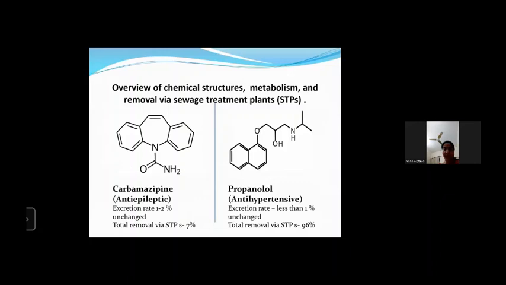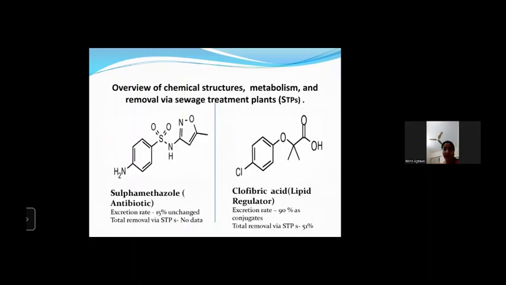We can see the same data here. The excretion rate is not 100%. I mean, it is not completely degraded in the human body. So they are going in the form of metabolites, metabolic byproducts, into the environmental system. So the total removal, in the case of carbamazepine, is only 7%, and for propranolol, it is 96%.